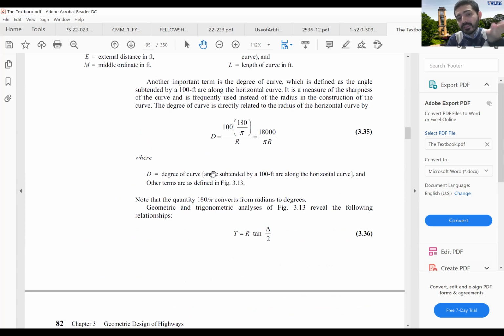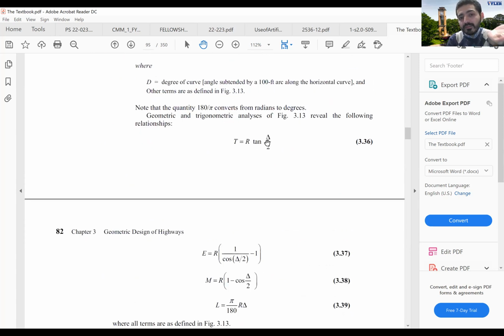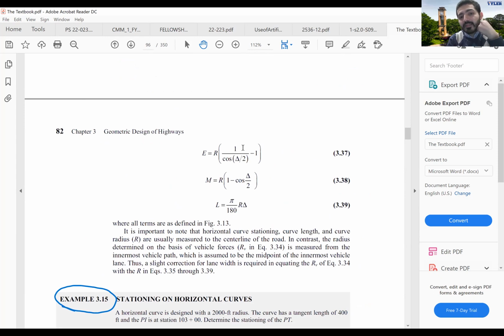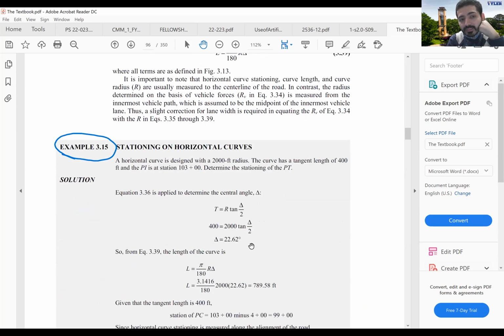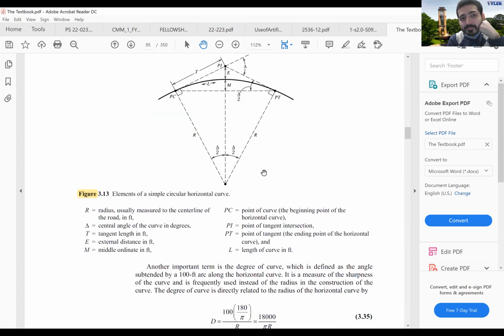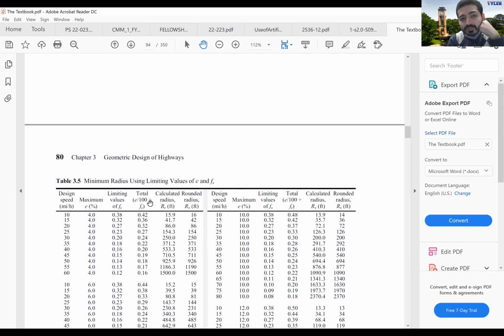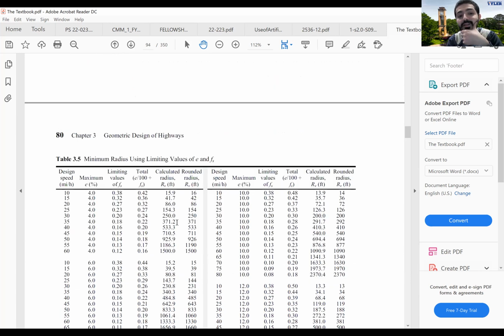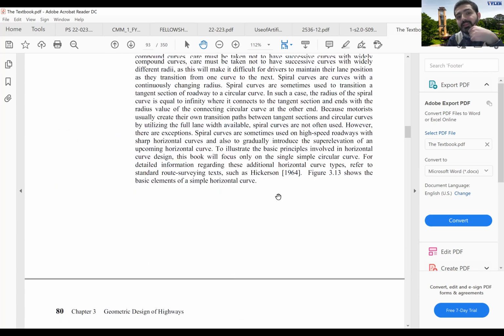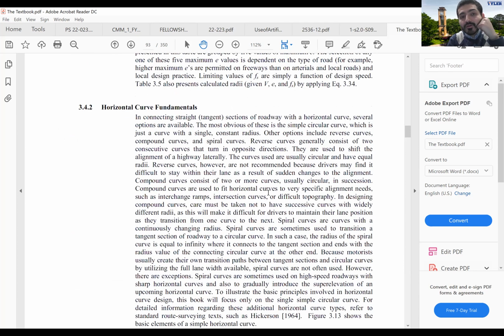So the D, this is the degree of curve. T, this is the tangent. E, that's again the middle distance. M, the ordinate. L, the length of the curve. Those will be provided. So really, if you know how to run this example, as well as examples 3.14 and 3.15, and how to run and use this table right here, that's all, again, what I need from you to know when it comes to the horizontal alignment.